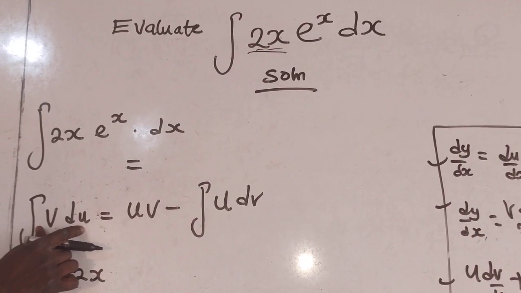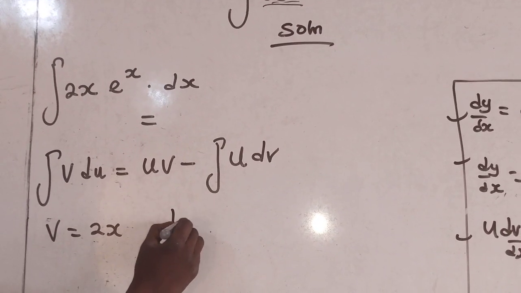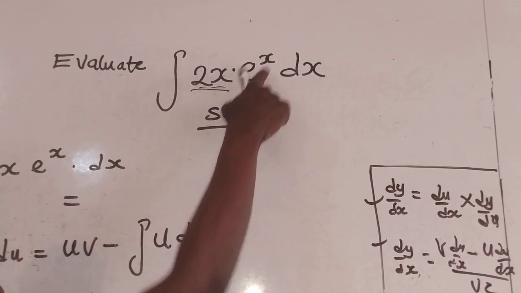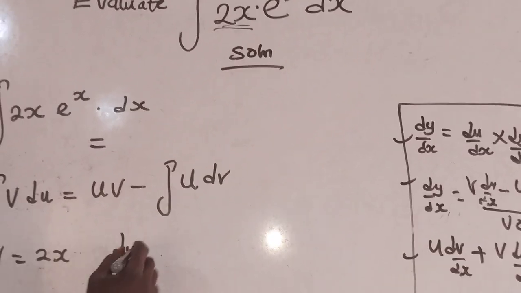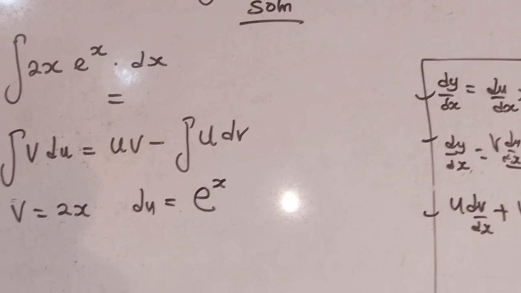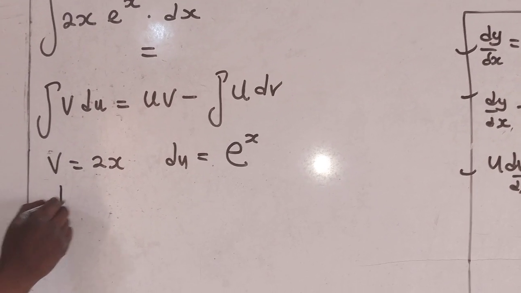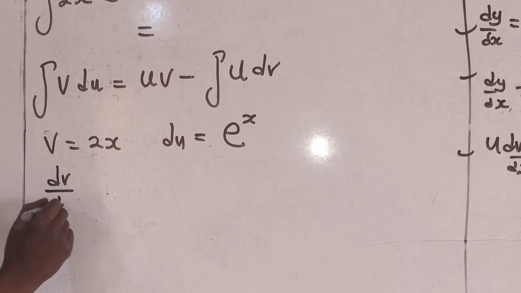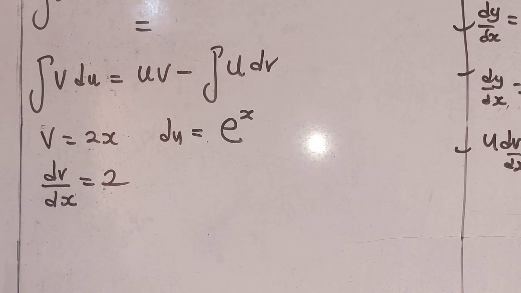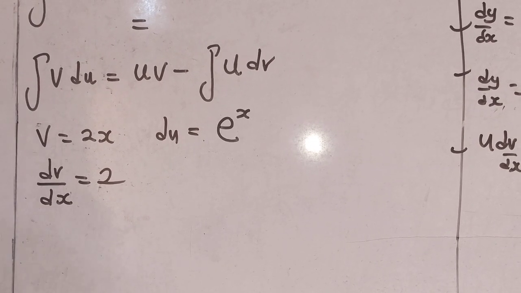Compare this one now. My v is 2x, right? My du, since it's du and they are together, is e raised to power x. Now I will differentiate v, and differentiating this gives me dv/dx equals 2.